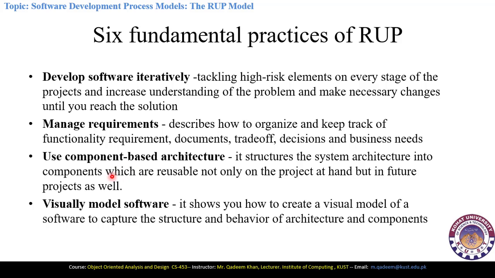Another important practice of the rational unified process model is that it gives us a visual representation of the software model, and that is provided through the UML. It shows us how to create a visual model of the software systems in which different structures or components will be arranged, and the behavior of the architecture and components as well. The behavior means that the functionality of the different components in the software architecture is provided through the visual representation methods. Because UML is a visual representation, it gives us more understandability of the problem.